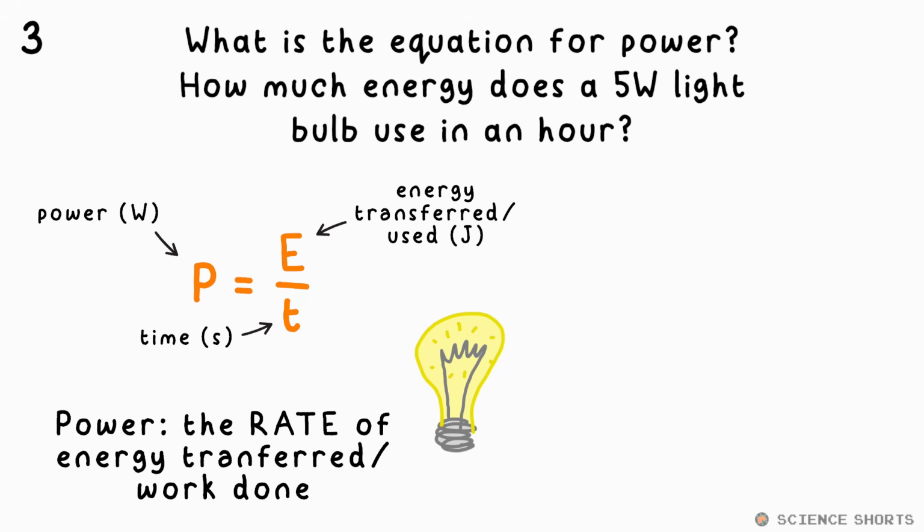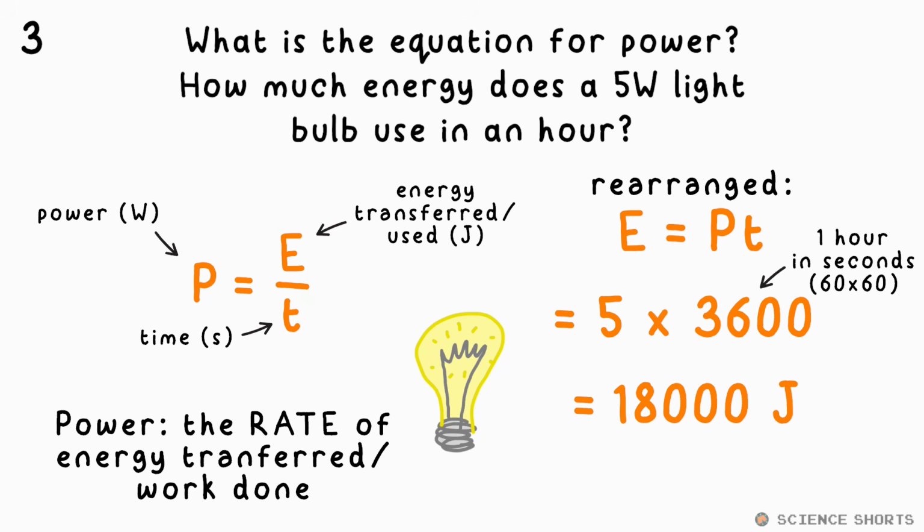P equals E divided by t. Rearranging to make energy the subject, we get P times t. So 5 times 3600 is 18,000 joules, or 18 kilojoules. 3600 is just 1 hour in seconds, which is what it has to be in order to go into the equation.